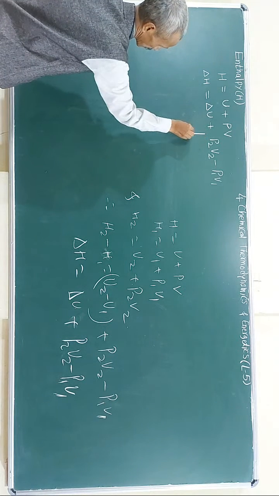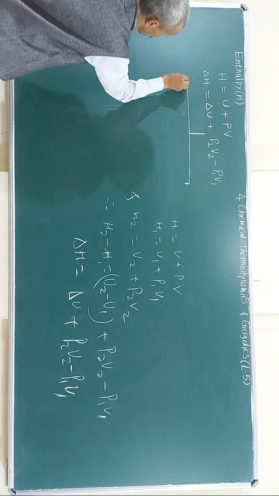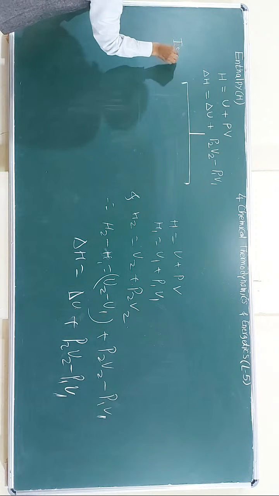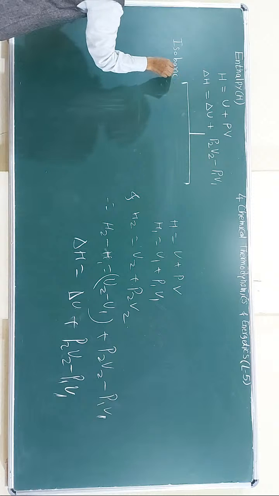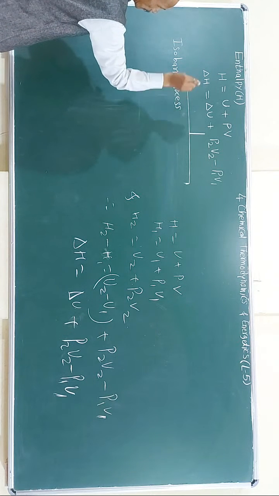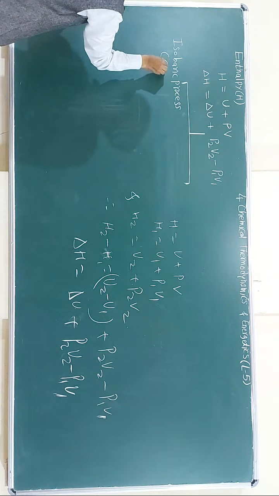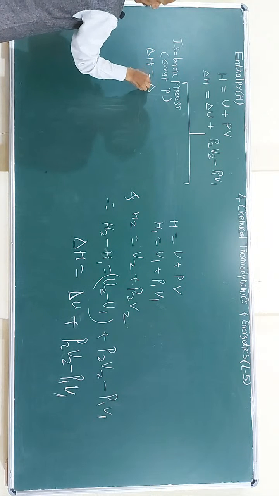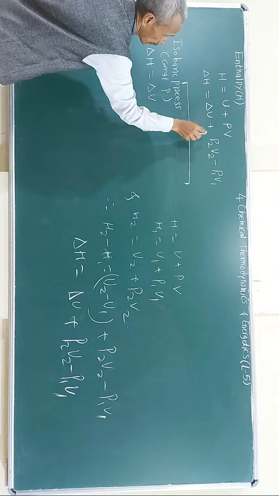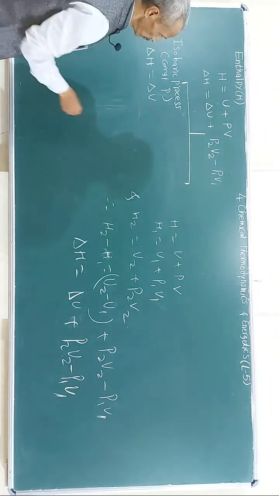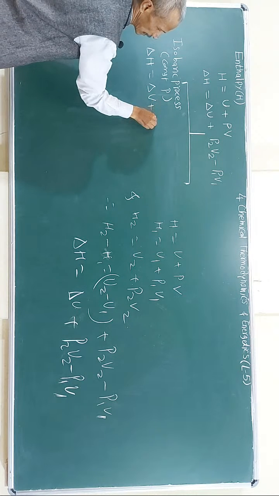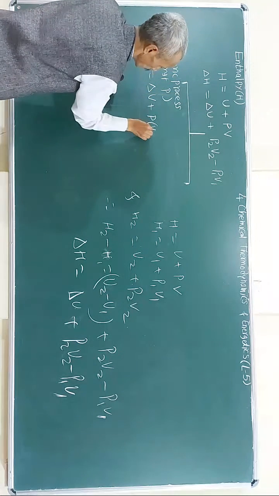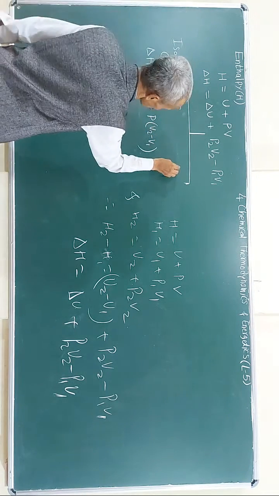Now, this equation can be applied for different processes. If you consider an isobaric process, that is, at constant pressure, then delta H is equal to delta U plus, with P1 and P2 constant, say P, P delta V. That is, P into V2 minus V1.